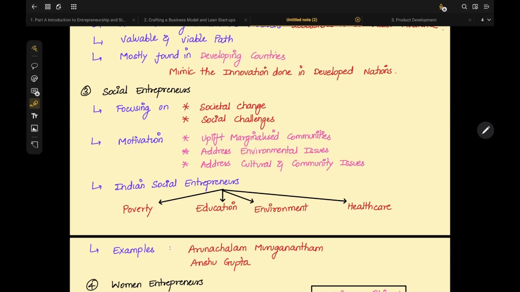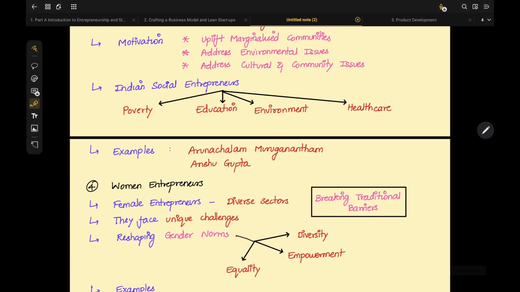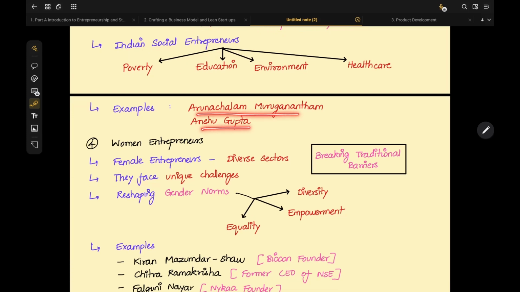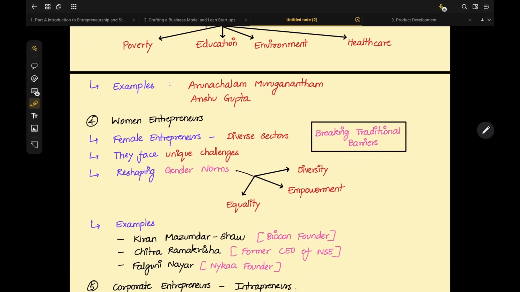For example, big companies will pollute the air and water without using any pollution management equipment, not following the government rules. Those factories and companies will be facing cases and actions from these social entrepreneurs. Social entrepreneurs will work for the welfare of the people. They will also address cultural and community issues. In India, social entrepreneurs are fighting against poverty, fighting for education, fighting for the environment. They are also working for affordable healthcare. Examples are Arunachalam Muruganantham and Anshu Gupta. Their stories are given in detail in the study material. If you want, you can read them.